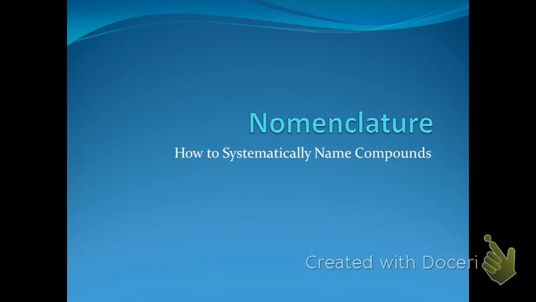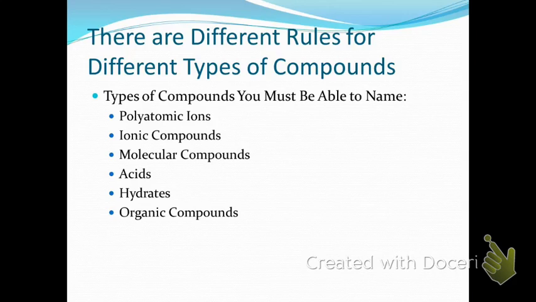Okay, this video is going to focus on naming compounds in a systematic way, which is called nomenclature. There are different rules for different types of compounds, and you guys must be able to name all 6 of these classes. The first one is polyatomic ions, second is ionic, the third is molecular, the fourth is acids, the fifth is hydrates, and the sixth are organic compounds.